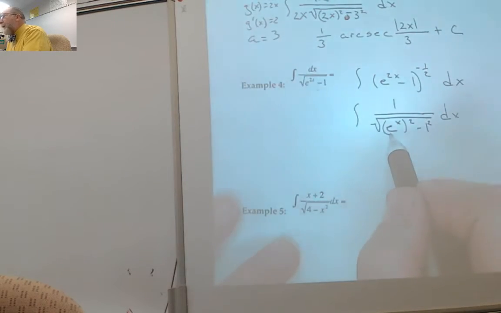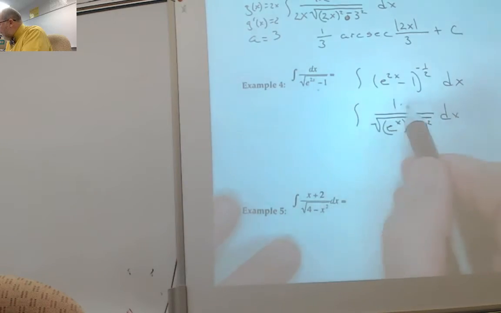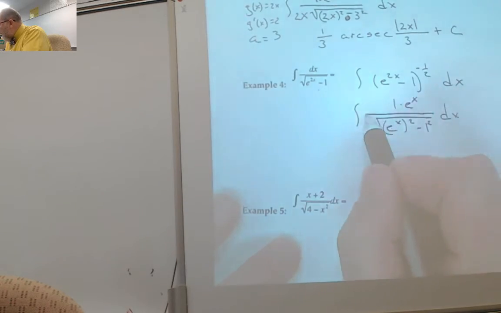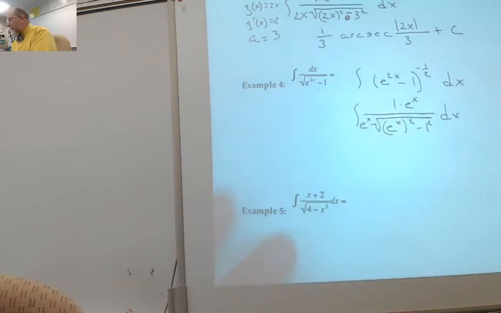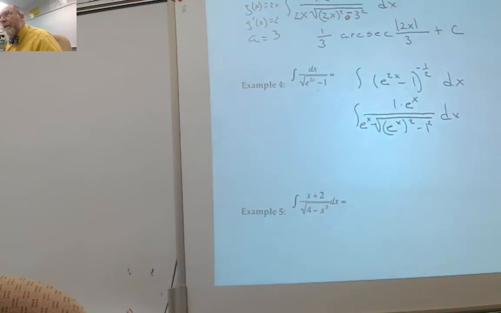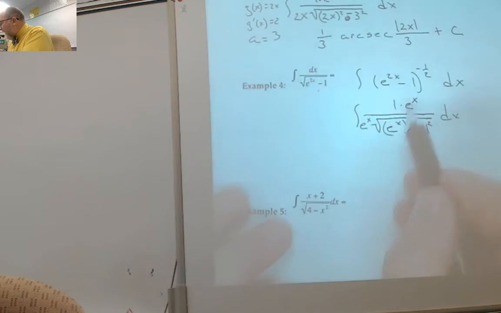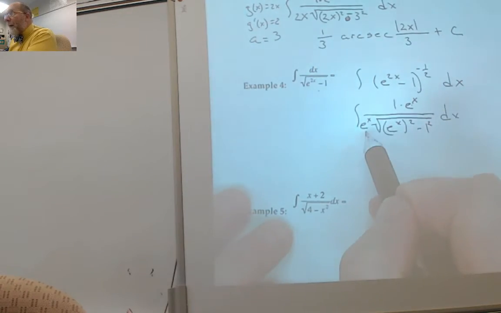Now, e to the x is special because it's its own derivative. So if I put e to the x up here, I can't do that unless I put an e to the x there. Is that okay to do? Yeah, because that's 1, isn't it? That is the only time I introduce a function, because e to the x is special. It's its own derivative, and if I put it on top, I better put it on the bottom.